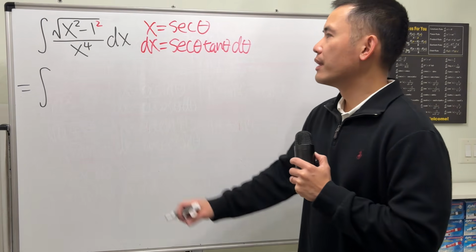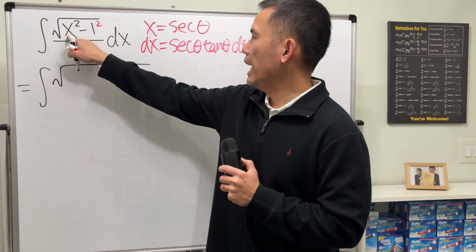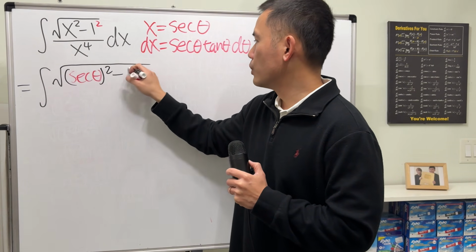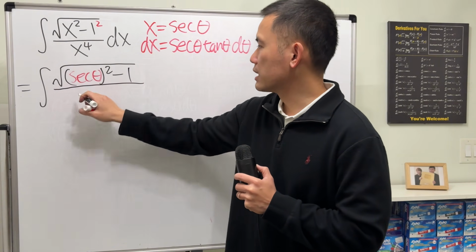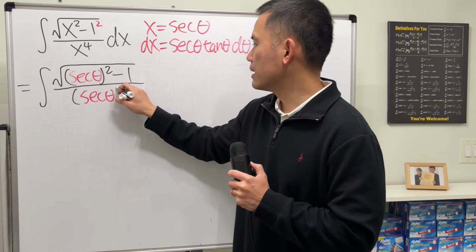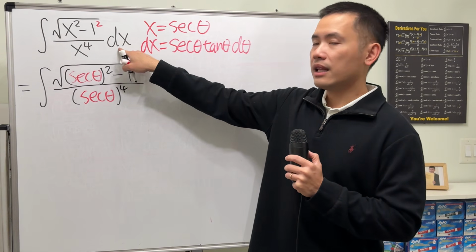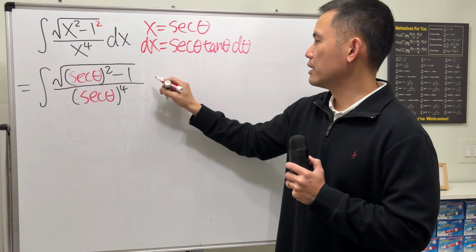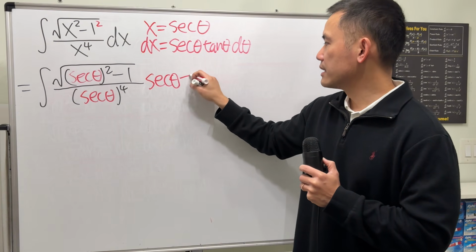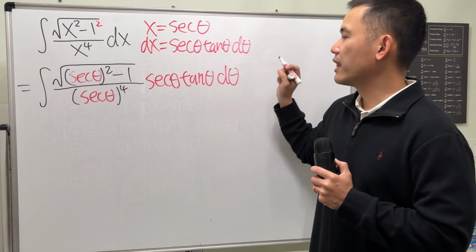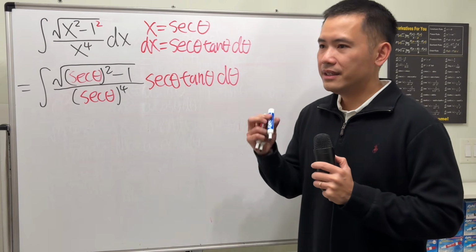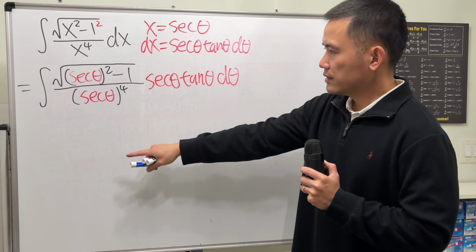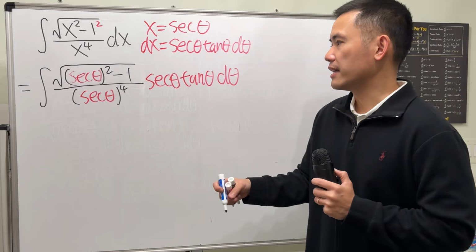So just stay calm. Here we have the square root. x is secant theta, but we have to square that, minus 1, and then over the bottom, we get secant theta to the 4th power. A lot of students, they don't like to put down the dx, and that's dangerous. Make sure you don't forget the dx. It's right here: secant theta times tangent theta d theta. Now, this is why you really have to know your fundamentals really well. Next, we'll be simplifying all the trig identities and things like that.